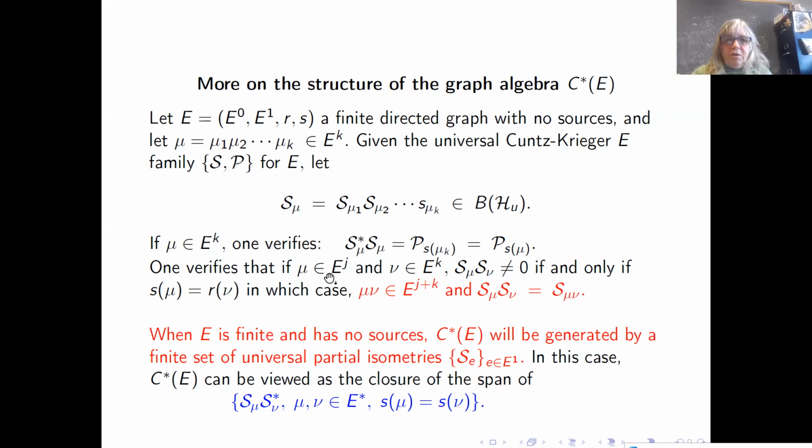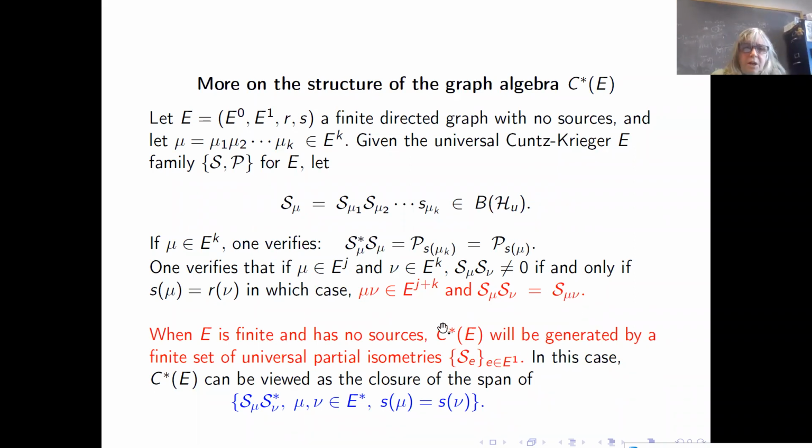And then you can verify that if you have a path mu of length j and a path nu of length k, and you take these partial isometries and compose them, then you will get something that is non-zero if and only if the source of mu is equal to the range of nu. That is, if and only if the paths mu and nu can be concatenated. And in that case, mu nu is a path of length j plus k, and the partial isometries compose the way you want them to. They compose according to the path composition.